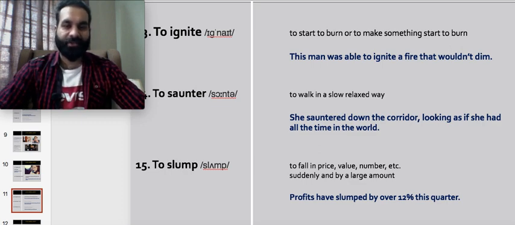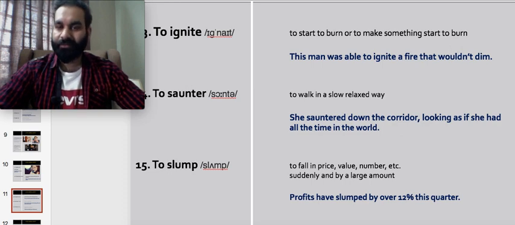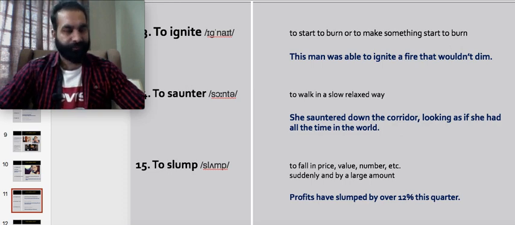She sauntered down the corridor, looking as if she had all the time in the world. Like she's fully free. She has got nothing else to do. So that is to saunter. And the next word is to slump.